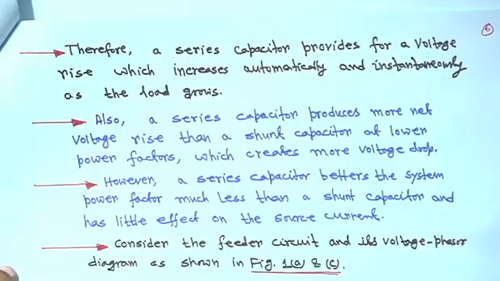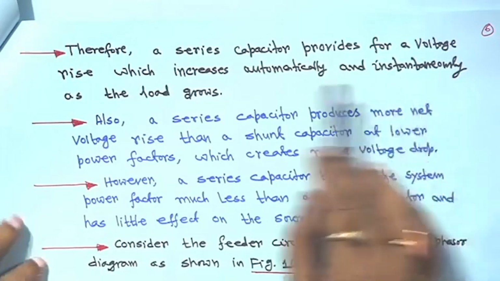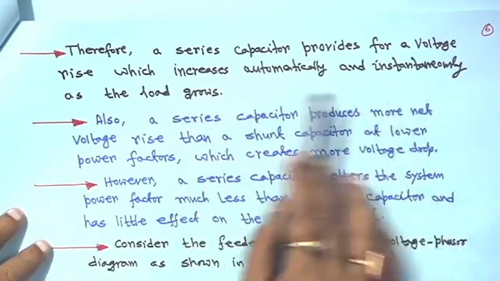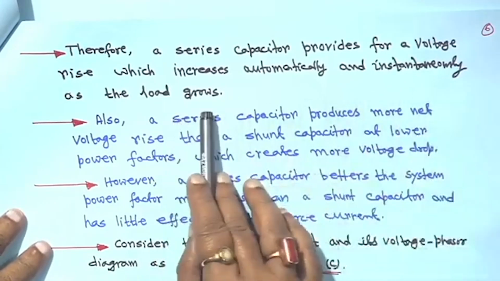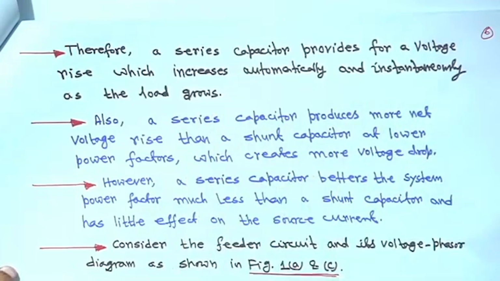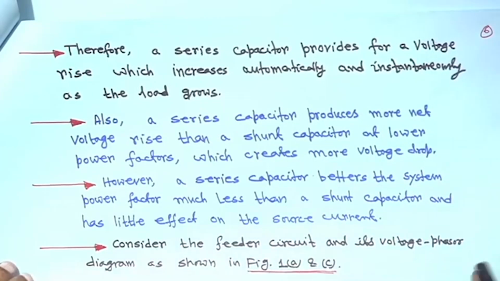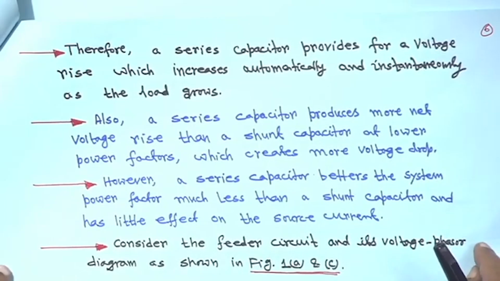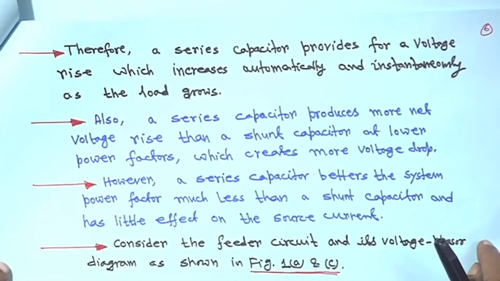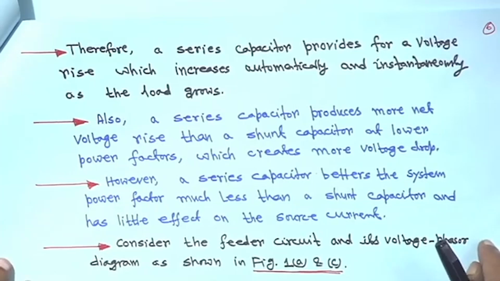Therefore, a series capacitor provides a voltage rise which increases automatically and instantaneously as the load grows. That means if the load increases, the current I will increase. So I is varying, and QC will also vary. That is why it is analogous, to some extent, to a voltage regulator.